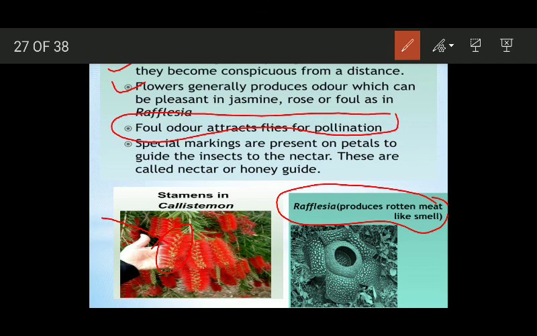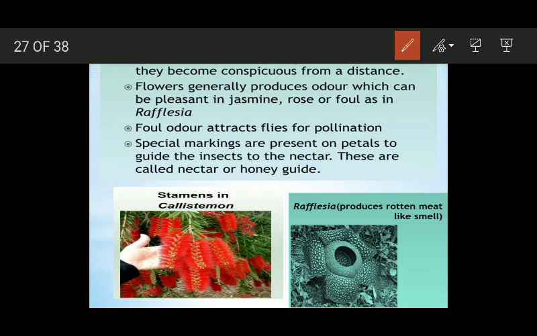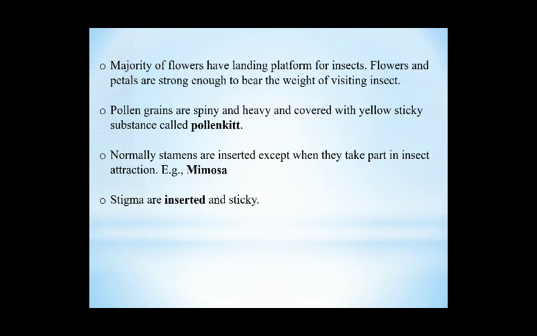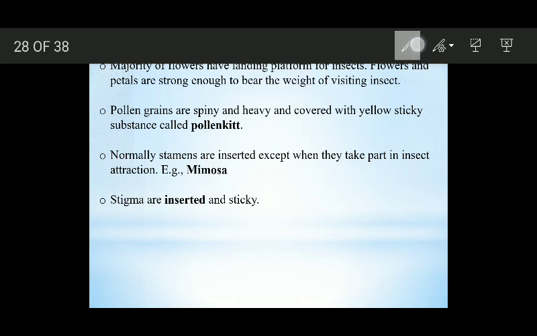Which cause pollination. And the insect pollinated flowers show special markings on their petals, and these special markings guide the insects to the nectar which is present on the flower. These markings are called nectar or honey guides. The majority of flowers have landing patterns for insects. The petals of insect pollinated flowers need to be strong enough so that they can bear the weight of the visiting insect.